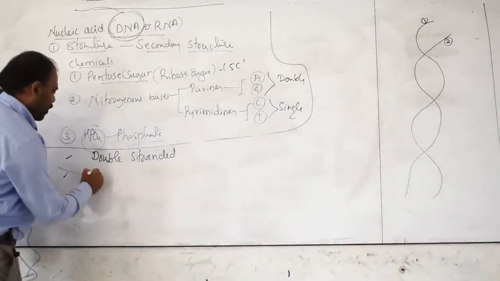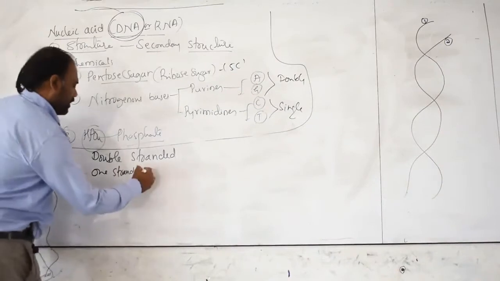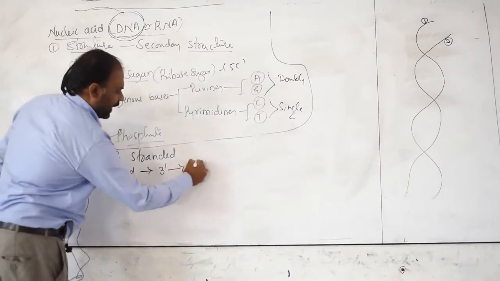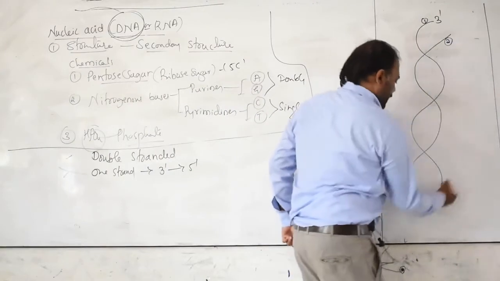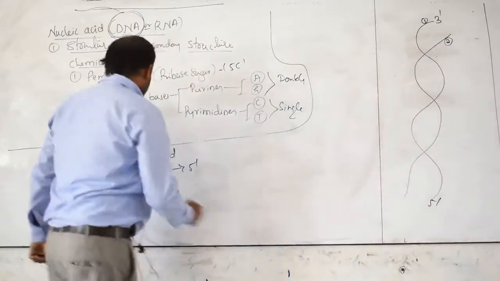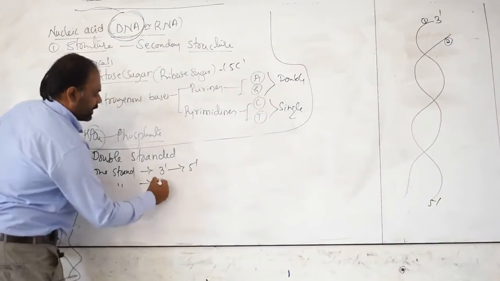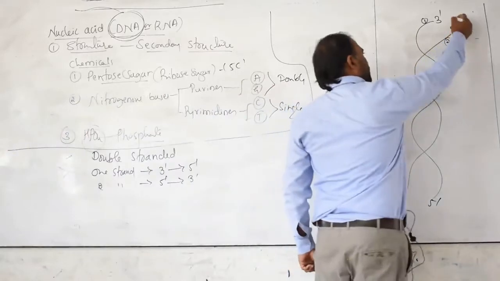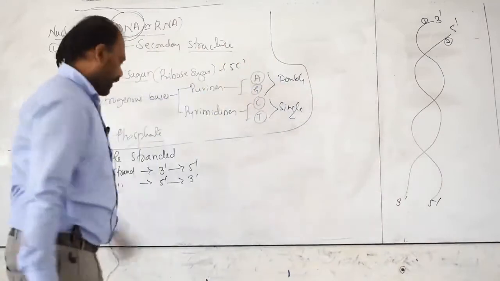In that, one strand, important word, is in the direction of 3' to 5'. That is, it starts at the 3' end and ends at the 5' end, and the second strand is in the direction of 5' to 3'. That is like this, starting at 5' and ending at the 3' end. Is that clear?